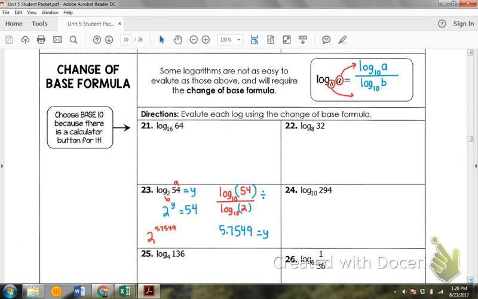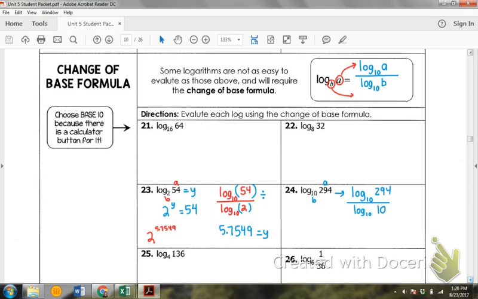So let's try number 24. If I did 10 to the y power equals 294, there's no way 10 to the whatever power is ever going to give me 294, right? So on 24, this is my b value down here. This is my a value. And I can write the change of base formula. You are not allowed to just plug it into your calculator. You need to actually show me that you did this part. Log base 10 of 294 over log base 10 of 10. Interesting.